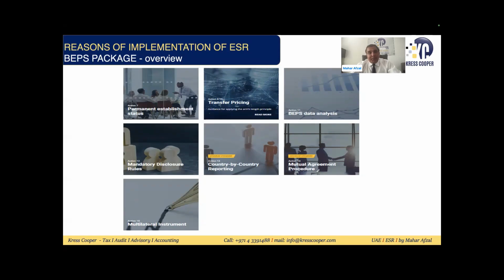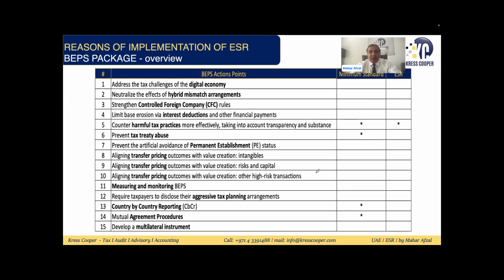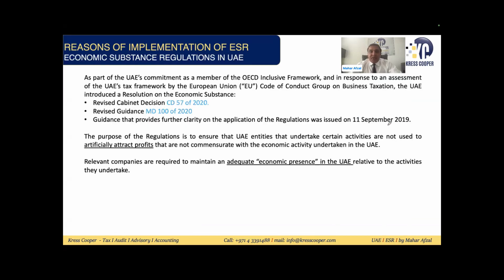For every member country of the OECD, they were supposed to implement a minimum of 4 action points. And ESR falls under the harmful tax practices. How to counter the harmful tax practices? The UAE, being a member of the OECD, brought Cabinet Decision 57 of 2020, the revised cabinet decision. They brought new guidance as well. So the core objective was basically to implement the minimum 4 BEPS action points.